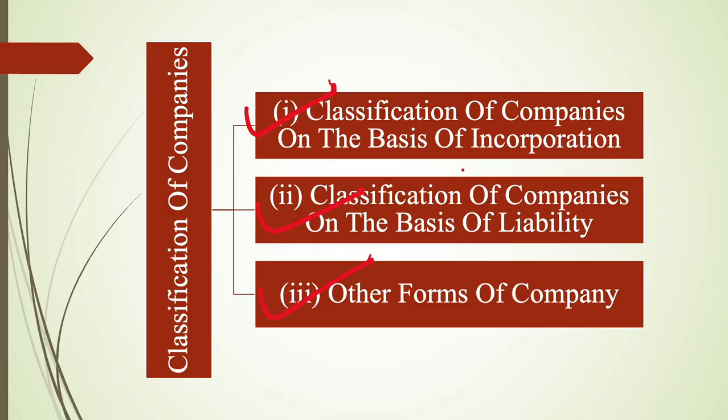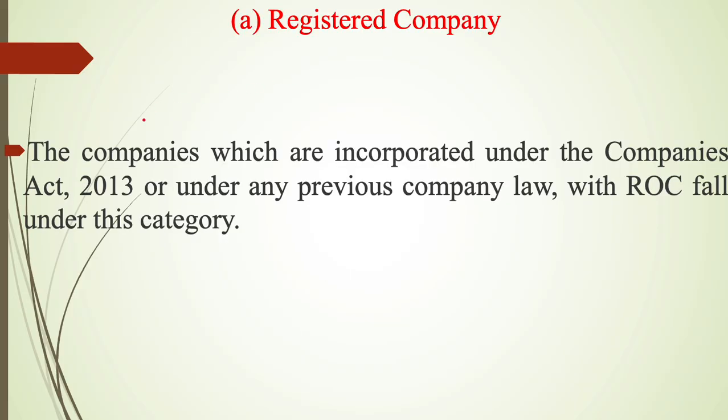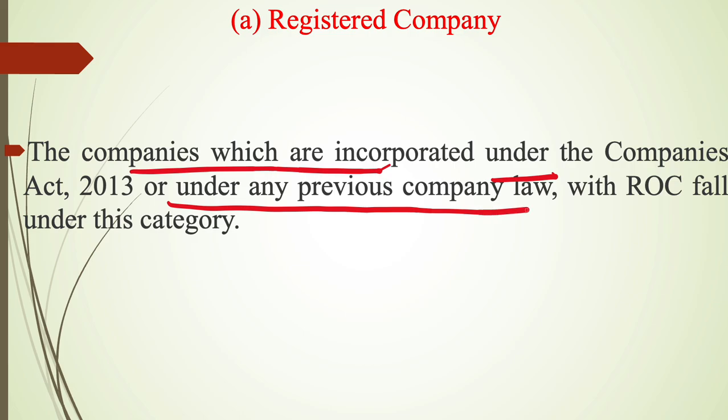The first one is the classification of companies on the basis of incorporation. There are two types of company under this. First is registered company, second is statutory company. So what is the concept of these types of company? We'll discuss here. First one is registered company. The companies which are incorporated under the Companies Act 2013, or under any previous company law, with the Registrar of Companies fall under this category. So any company which is registered by the Registrar of Companies comes under this category.